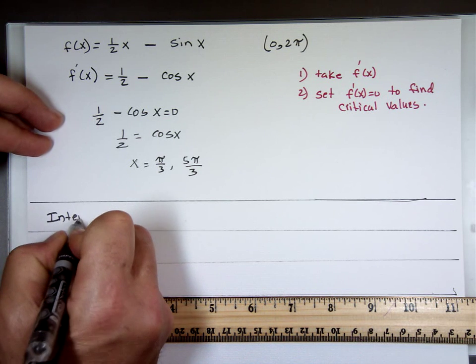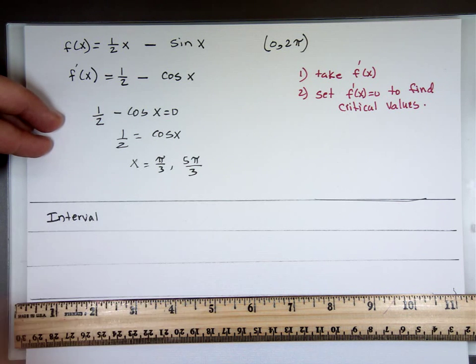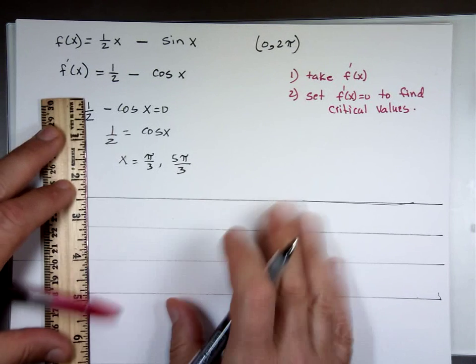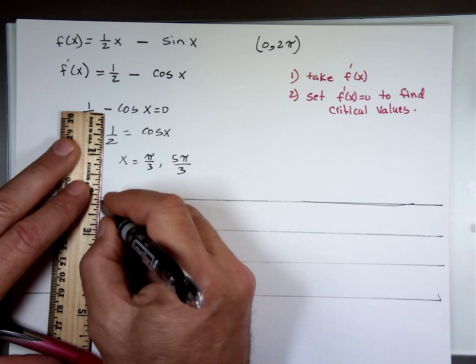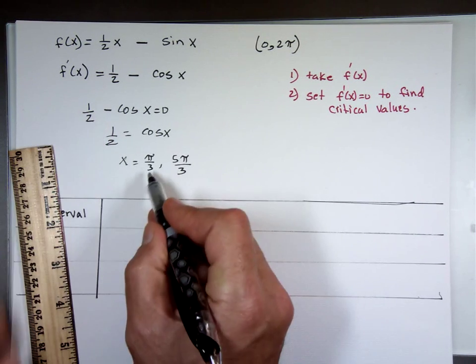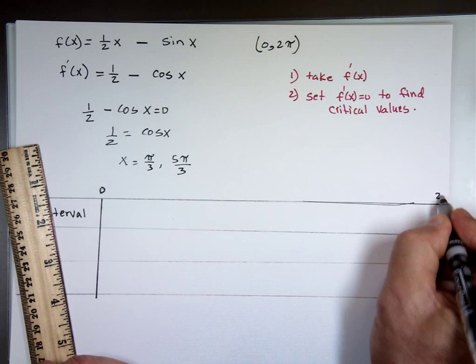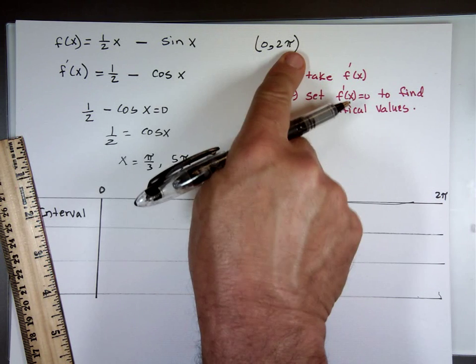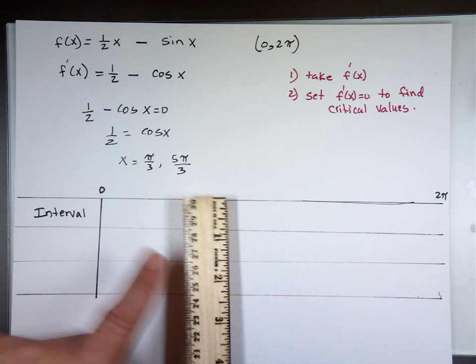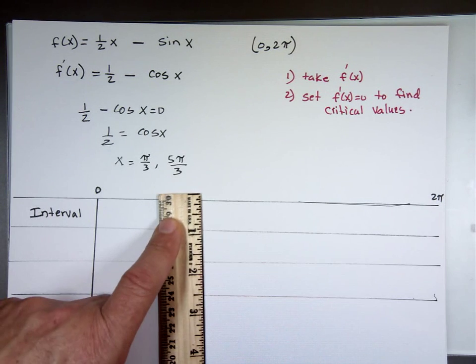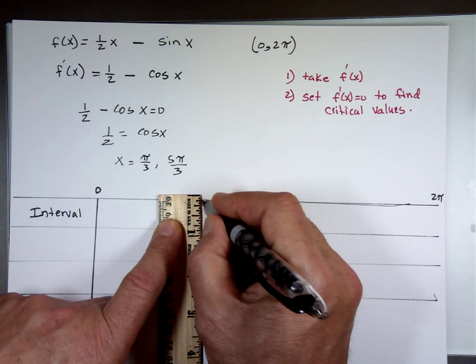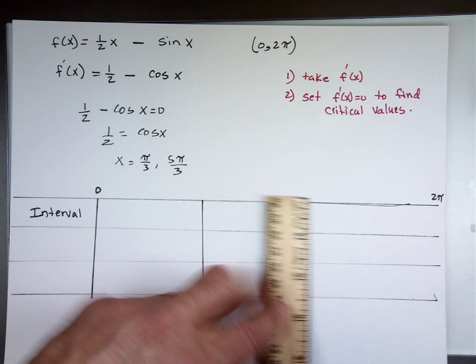The interval. So we're going to take this and cut it into pieces. This is the 0 because we're going from 0, and that's the 2 pi. Because we're telling it from here to there. So I'm going to cut it with 2 more cuts. One of them is pi over 3, and the other one, 5 pi over 3.